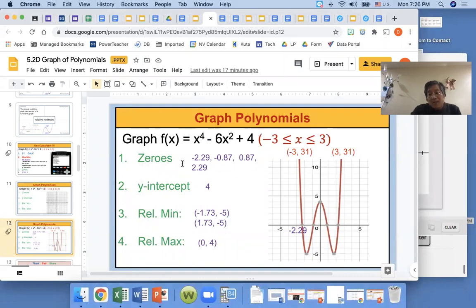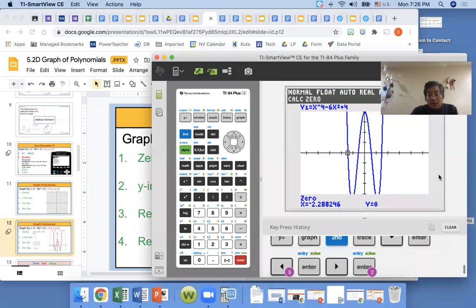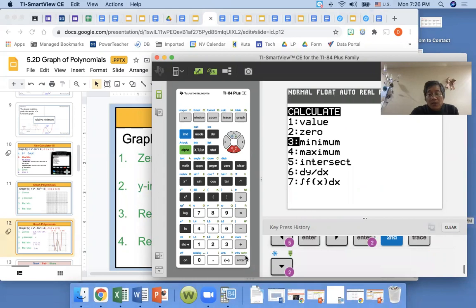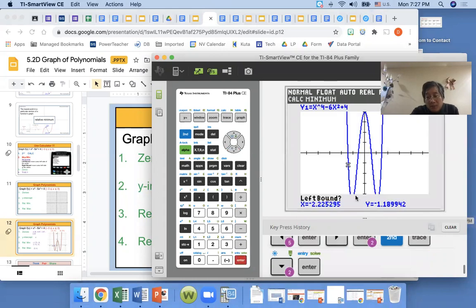All right? Like this, the relative minimum and relative maximum are also the same thing, right? Relative minimum and relative maximum, which is the y-intercept. But to make sure, you can do it in the calculator. Let's try relative minimum. You know how to do it, right? Second, trace with the calculation. Now let's do the minimum. Here, enter.